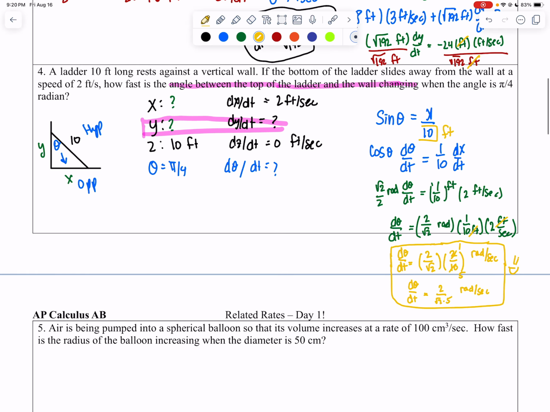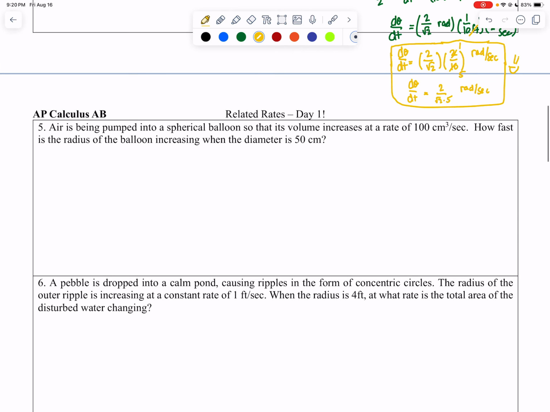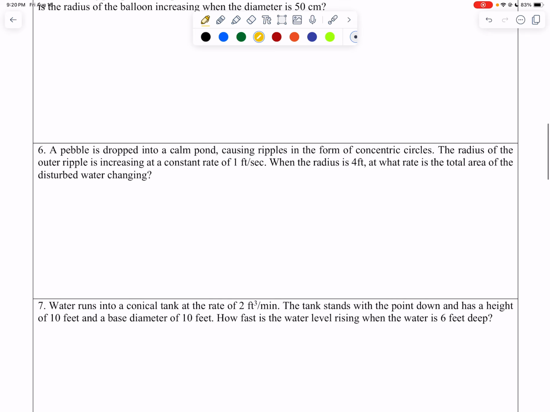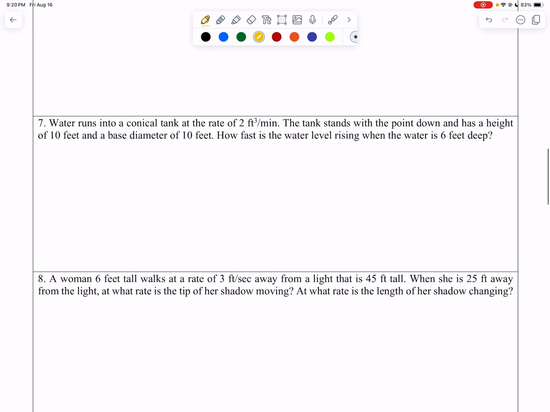All right, in the next video, we'll talk about area and volume using circles, and then we'll look at a cone problem and the shadow problem.